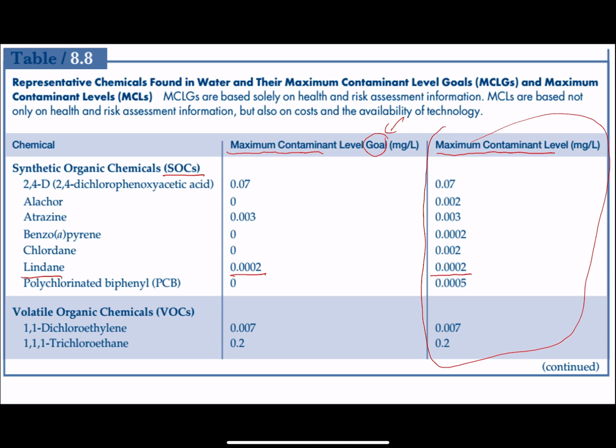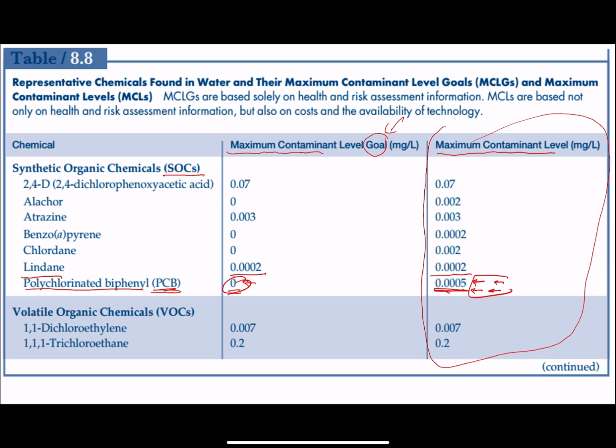Let's look at polychlorinated biphenyls, PCBs. This is also a very important synthetic organic chemical. The goal is to make it zero, but do we have the available technology? Do we have the money? This is the goal. But the maximum contaminant level is 0.0005, because of course it's not only health and risk here, but also technology and money availability. So this goal is very difficult to reach right now, maybe in the future.